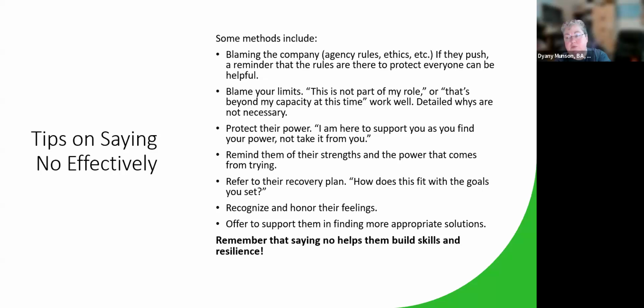And I gave a spoiler to the last one: offered to support them in finding more appropriate solutions. That's a big one. It's not like I'm saying no to be mean or because you can't have that thing. I'm saying no for you, and this gives them the opportunity to self-advocate. What other resources do you have? What other tools and skills do you have that can help you get closer to that? I don't know. Well, how can I support you in figuring that out?